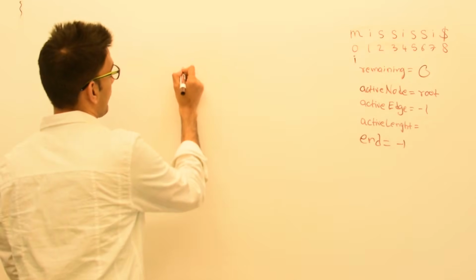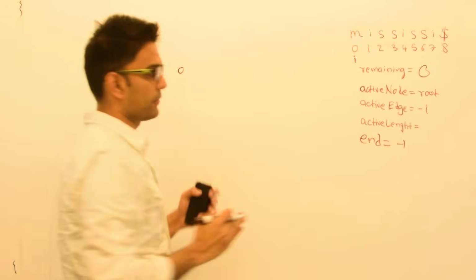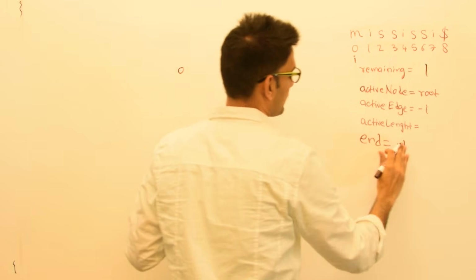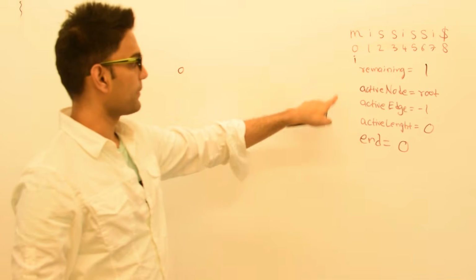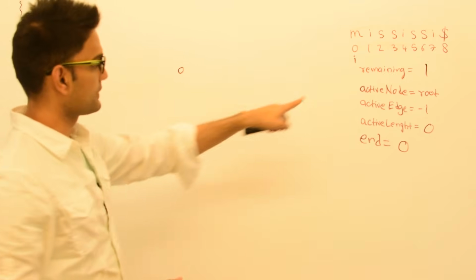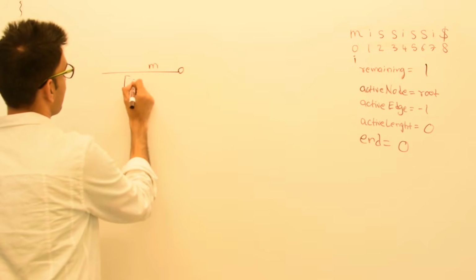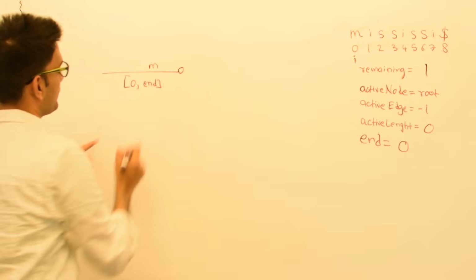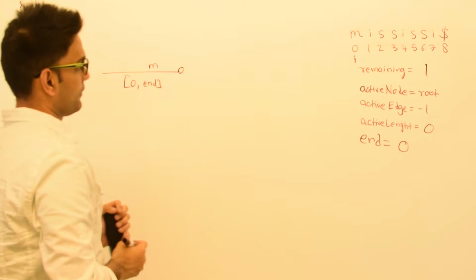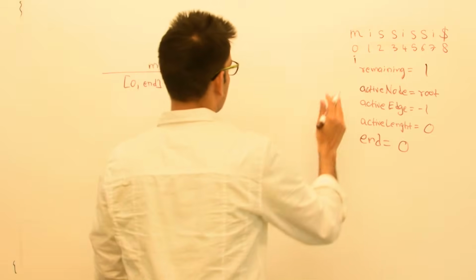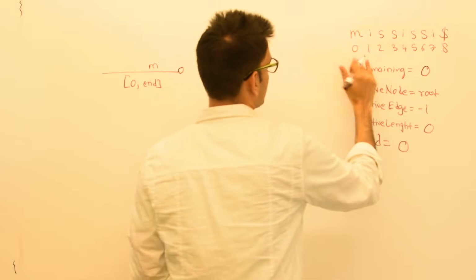So I'll start from root. My phase starts from 0. First thing I do is I increment my remaining, so remaining becomes 1. I increment my end, so end becomes 0. Since the active length is 0, we check is there a path from root starting with M. There is none, so we create one. Again, we are storing M just for our convenience. Really, the path is going to store this in range. Then, since we created a leaf node, remaining becomes 0. So we break out of this while loop and start the next phase.